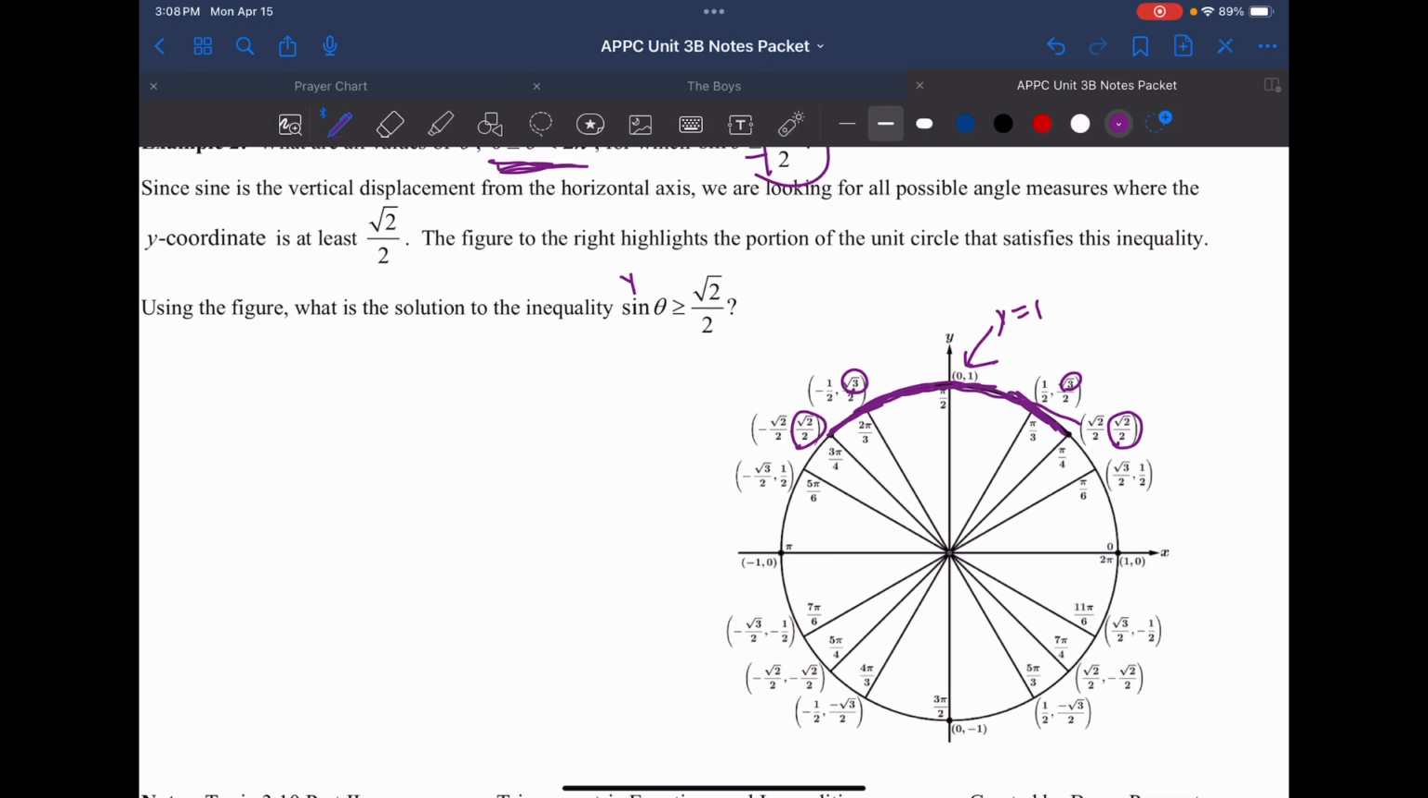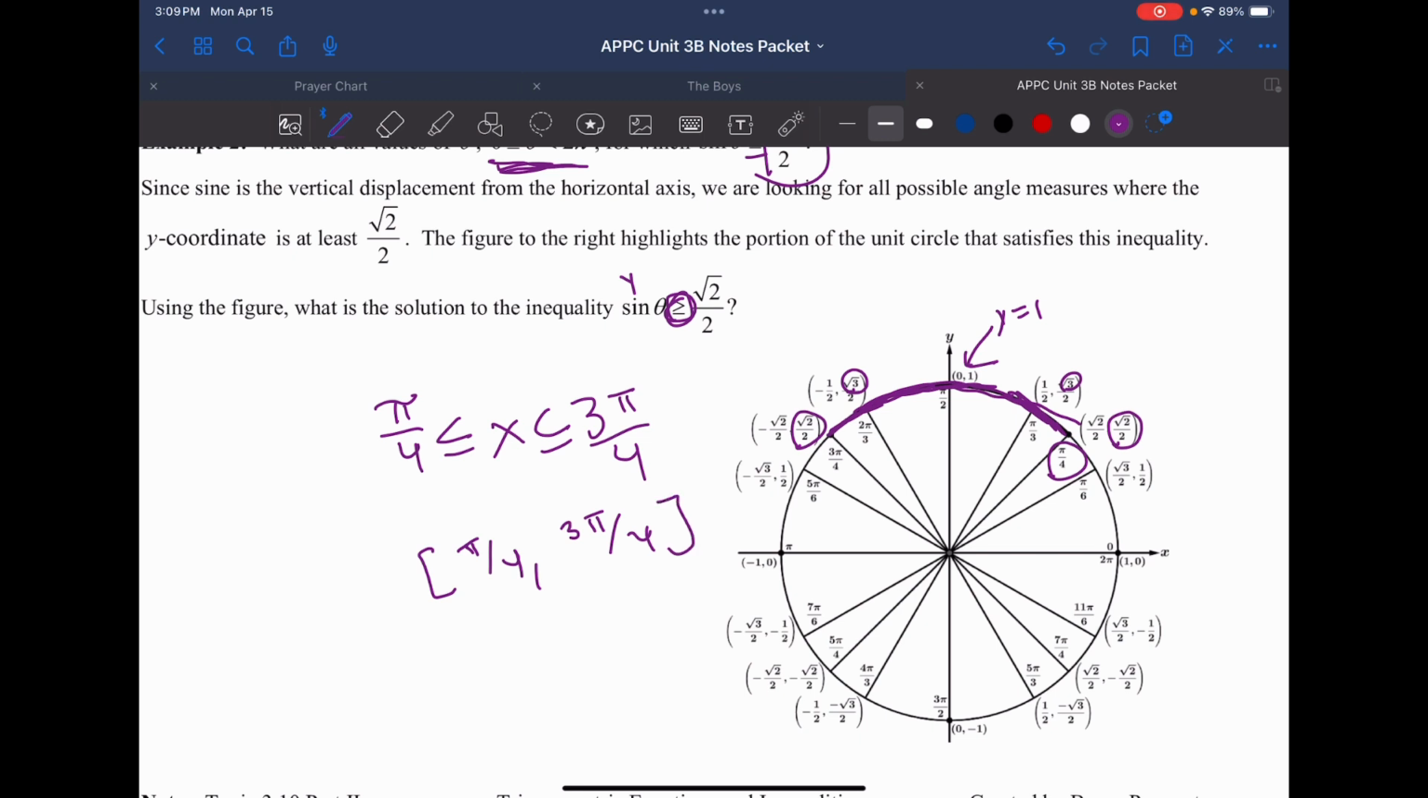So the solution set would be, starting at the smallest side, pi over 4 is less than or equal to, because it's got an equal sign here, x is less than or equal to 3 pi over 4. And perhaps you might see it this way as well. But for AP purposes, you'll probably see this one more often than not.